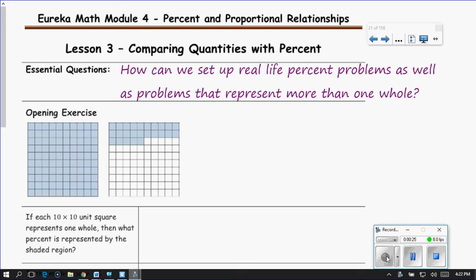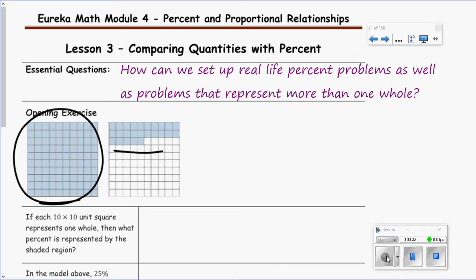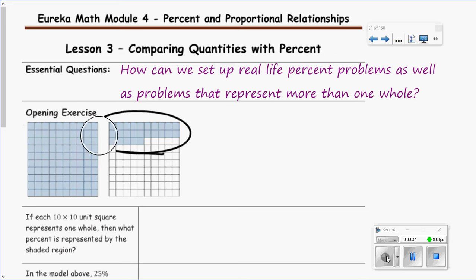If each 10 by 10 unit square represents one whole, then what percent is represented by the shaded region? Okay, so the shaded region would be all of this one and these ones here. So we know that the first one is equal to 100%. So let's go ahead and write that on there.